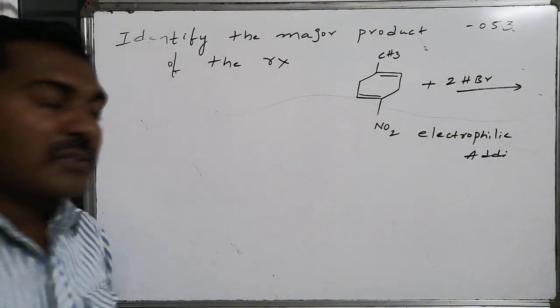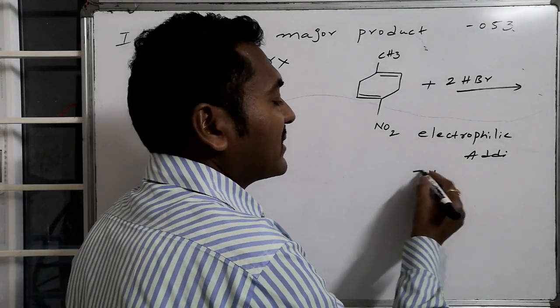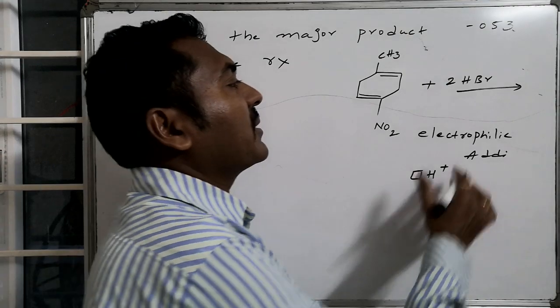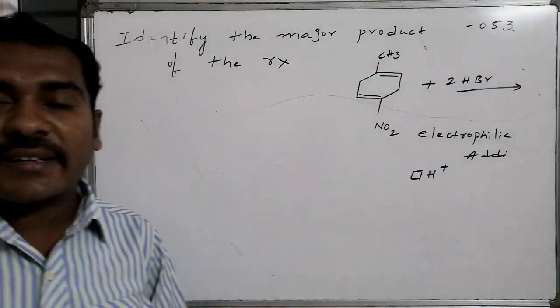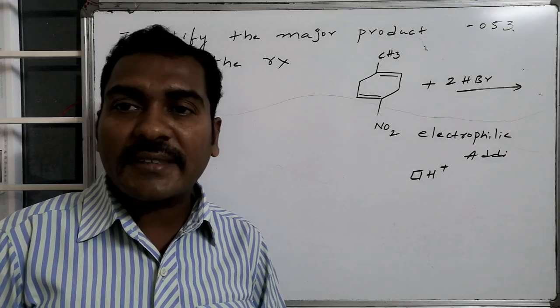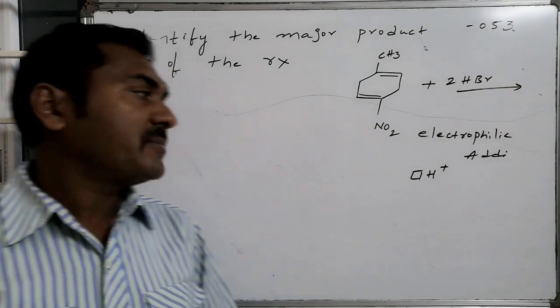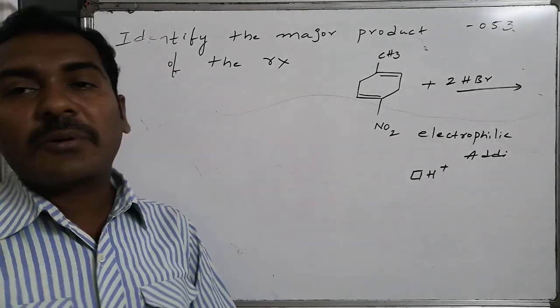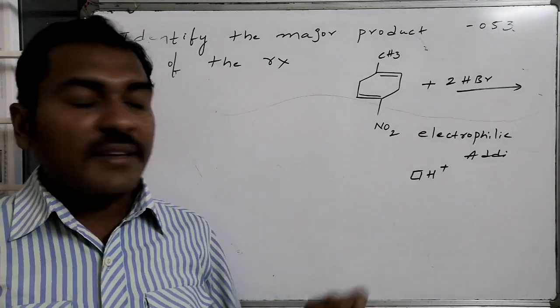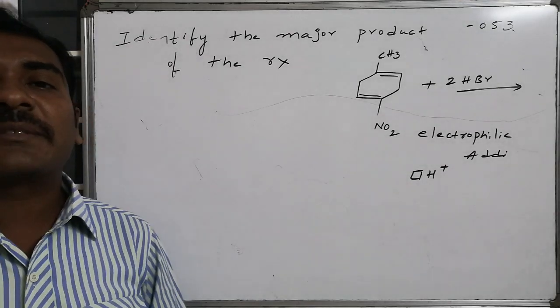Here the electrophile that initiates the reaction is H plus. H plus has a vacant orbital, followed by the corresponding nucleophile that completes the reaction, which is Br minus. Both are generated from the HBr. Moreover, there are two double bonds: at one double bond a methyl group is present, and at the other double bond a nitro group is present.